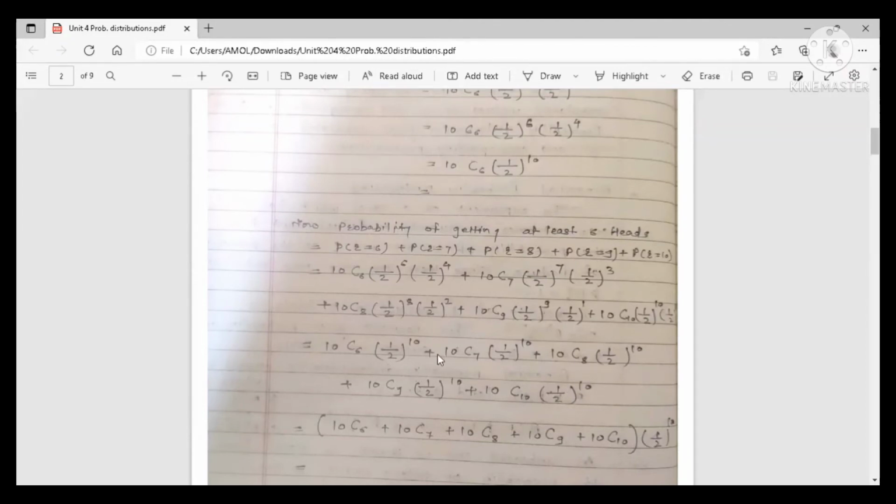So in every term, the power of 1 by 2 we are getting is 10, because there are n number of times. And then you find a value of 10C6 into 1 by 2 raised to 10 plus 10C7 into 1 by 2 raised to 10, and so on. You find the values of every term. You add all the terms. That will be the probability of getting at least 6 heads. On using calculator, you can find the values of all the terms here. So this is the first example.